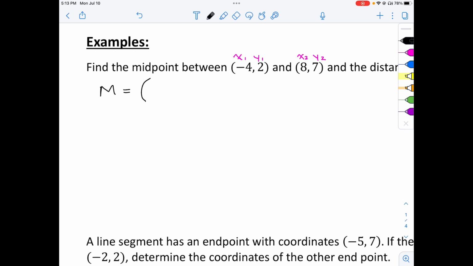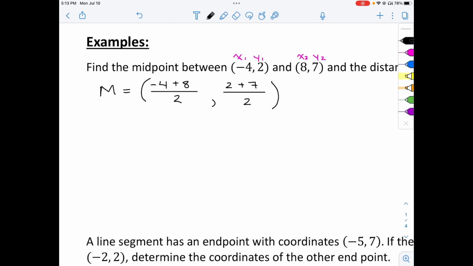Okay, so I'm not going to write the blank formula again, but I'm going to just fill in my numbers here. So I'll have -4 plus 8 divided by 2. That will give me the x coordinate of the midpoint. And then for my y coordinate, I'm going to do the same thing. I'm adding the 2 y coordinates, so 2 plus 7 and dividing that by 2.